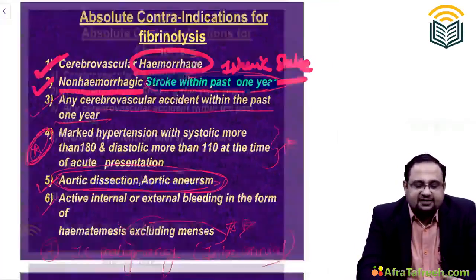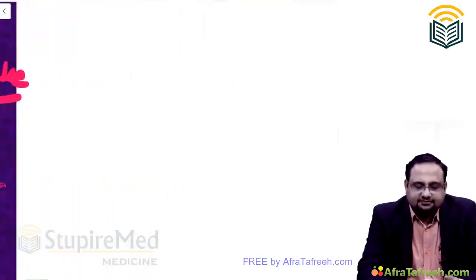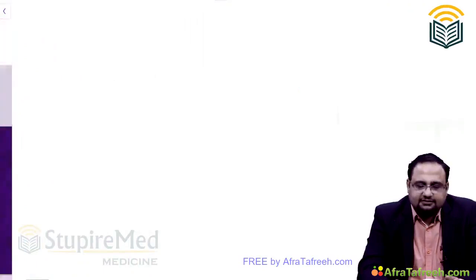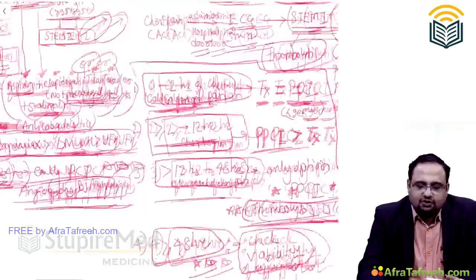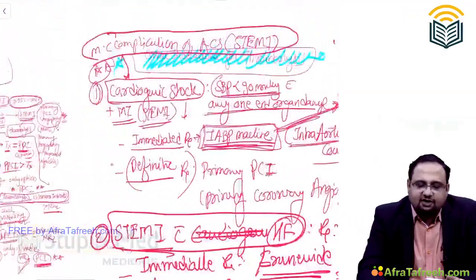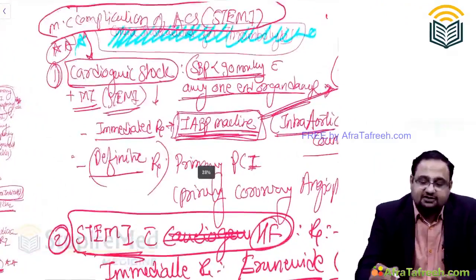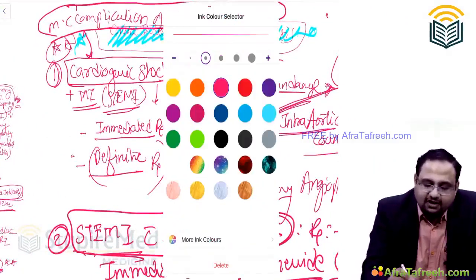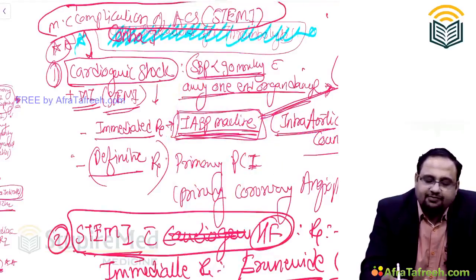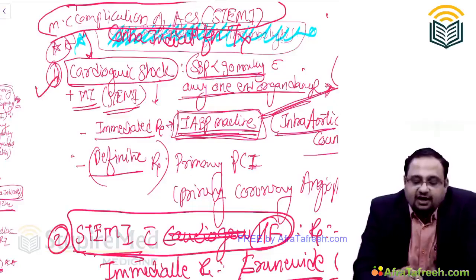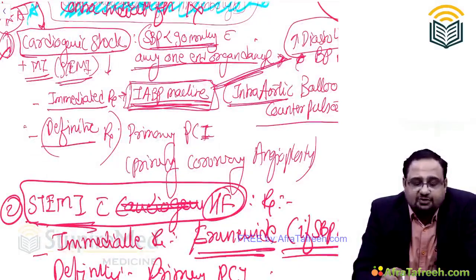So friends, to revise, contraindications for thrombolysis therapy. What are these? Number one is cardiogenic shock, that is systolic BP less than 90 with any one of the end organ damage. The immediate treatment is that the IABP machine has to be implanted.